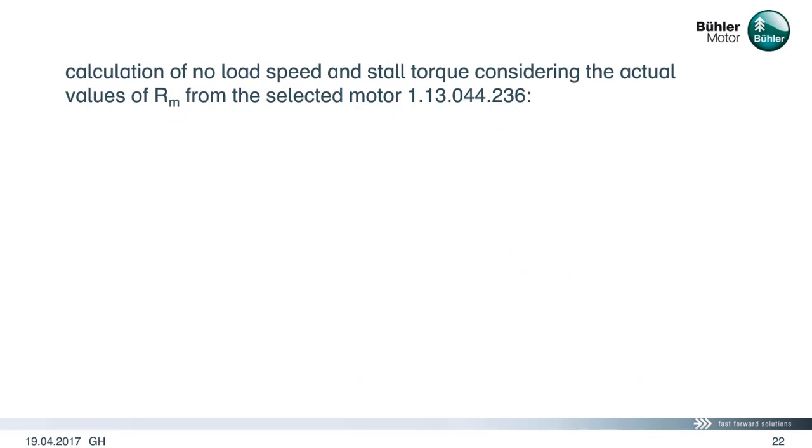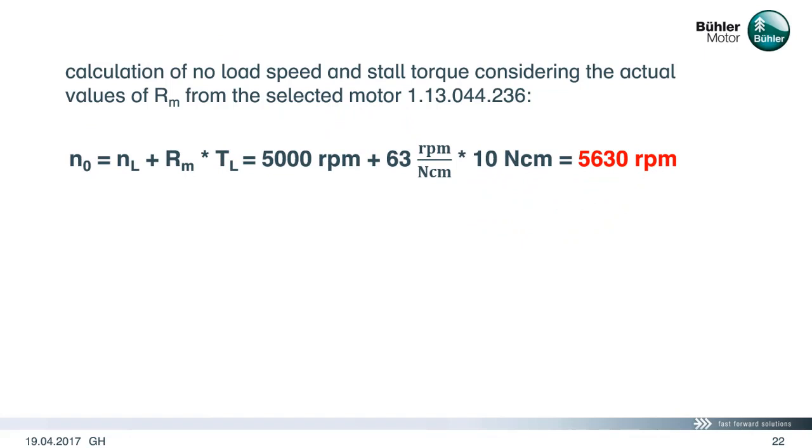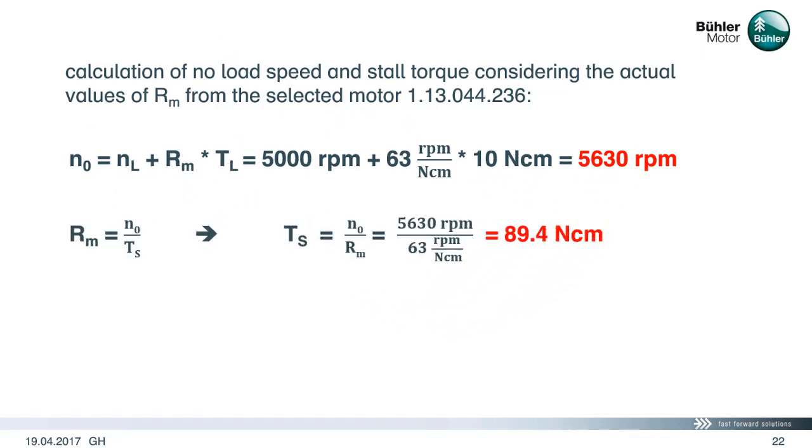Calculation of no load speed and stall torque considering the actual values of R sub M from the selected motor 113.044.236 shows a no load speed of 5,630 rpm. From the relation of no load speed divided by stall torque being R sub M, we can change this into the calculation for the stall torque being no load speed divided by R sub M. We result in a stall torque of 89.4 Newton centimeter.